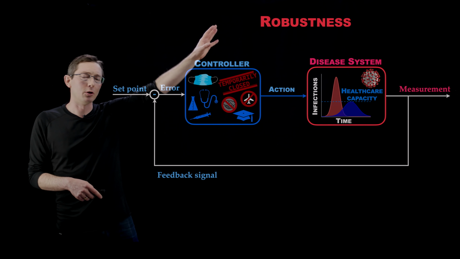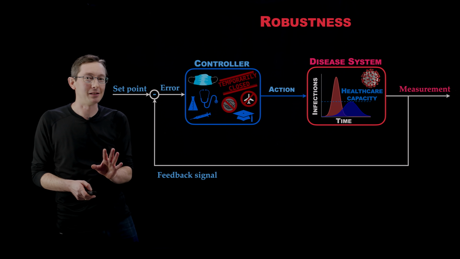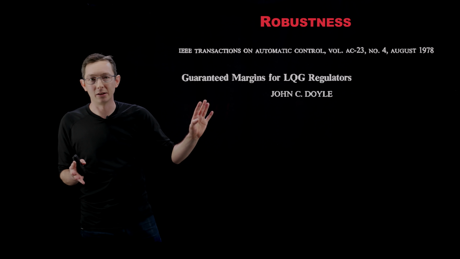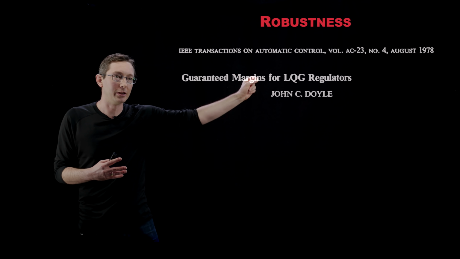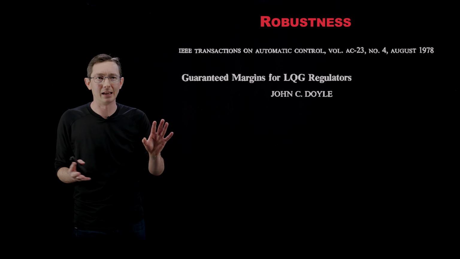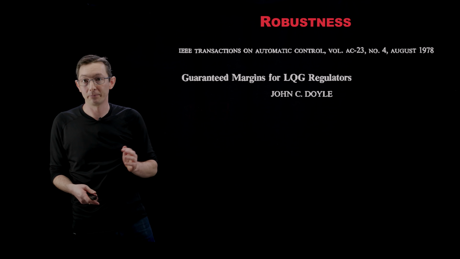Okay, so I want to talk about robustness. Robustness is a huge challenge when you have time delays. One of my absolute favorite papers in control theory is this 1978 paper by John Doyle, Guaranteed Margins for LQG Regulators. What that basically is saying is, do we have guaranteed robustness for a certain type of optimal controller?